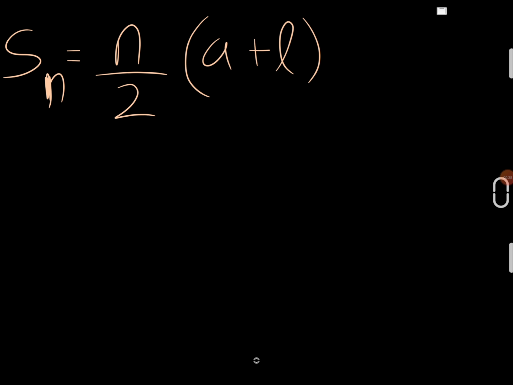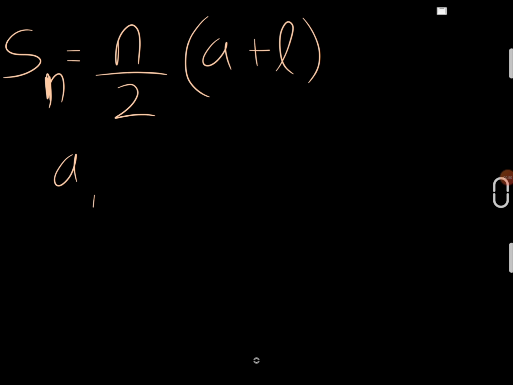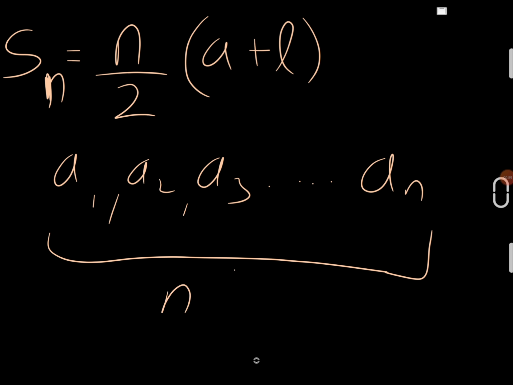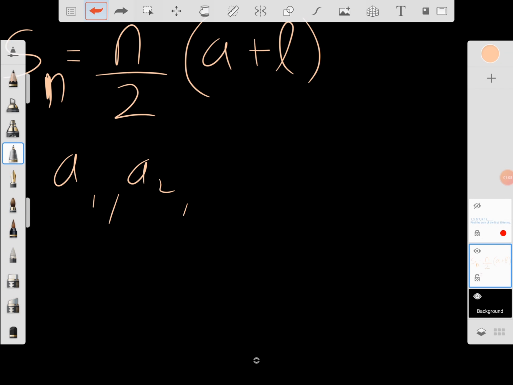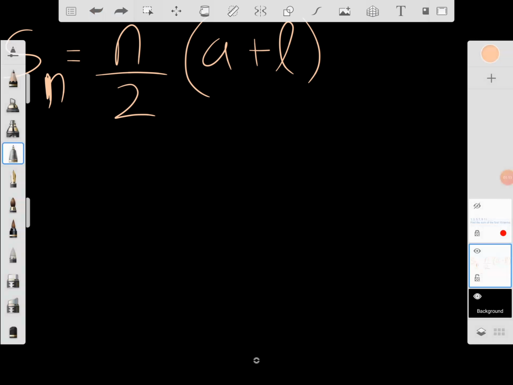Now you can write this in another way. It's the same formula. Suppose I'm having n terms, like a1, a2, a3, like that. I'm having n terms, so the last term is an. If I'm having n terms, then my last term L will be an.